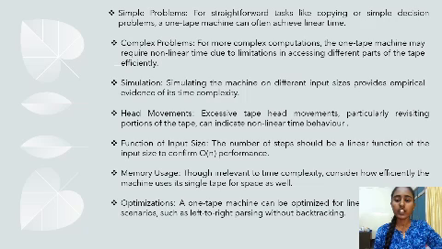Memory usage. Though irrelevant to time complexity, consider how efficiently the machine uses its single tape for space as well. Optimizations. A one-tape machine can be optimized for linear time in specific scenarios such as left to right passing without backtracking.